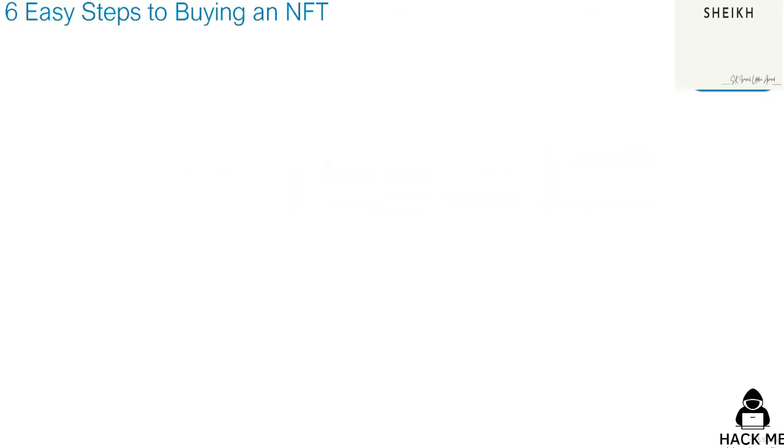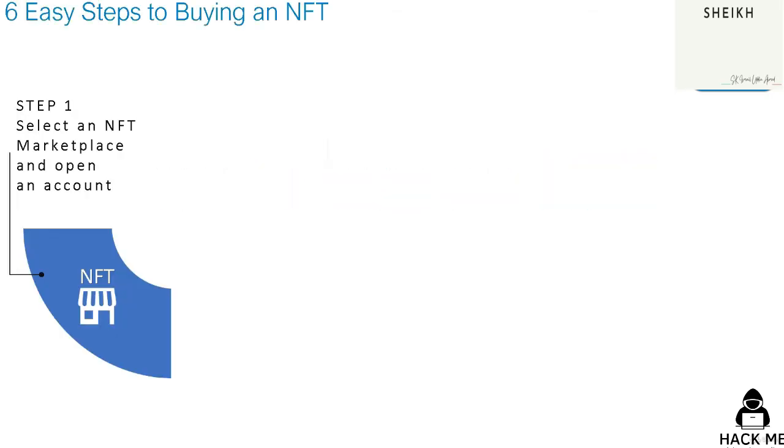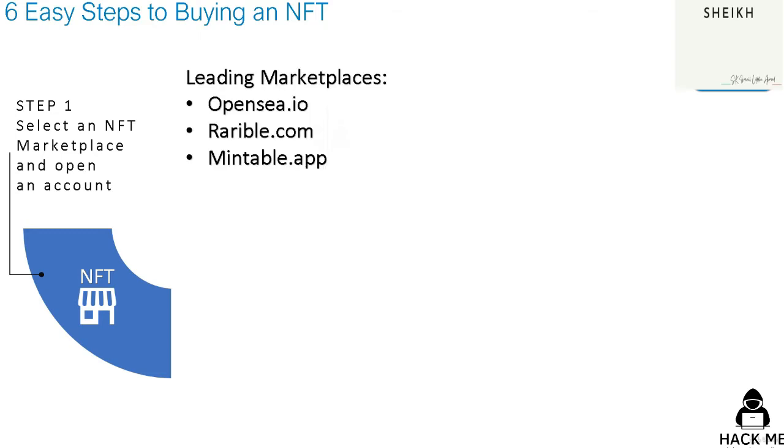Buy an NFT: six easy steps. Step 1: you have to select an NFT marketplace and open up an account. Popular NFT marketplaces include OpenSea, that's OpenSea.io, Rarible, that's Rarible.com, and Mintable, Mintable.app. So these are leading marketplaces where you can actually go and buy NFTs.